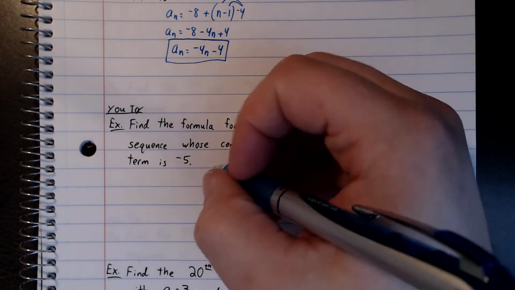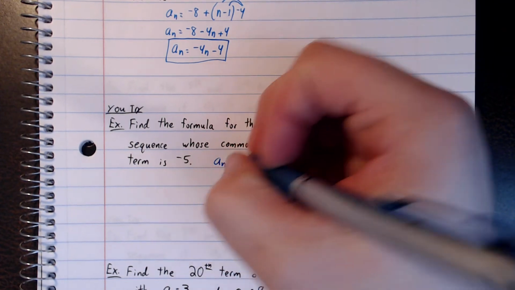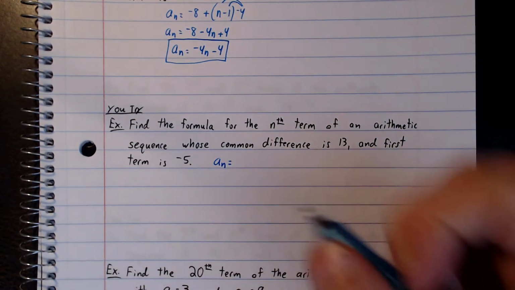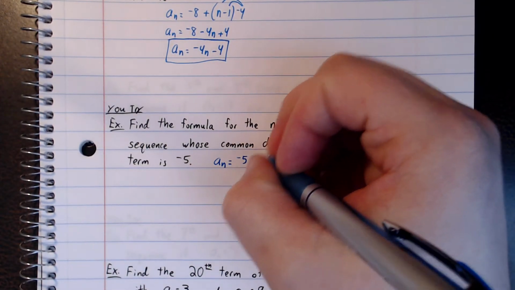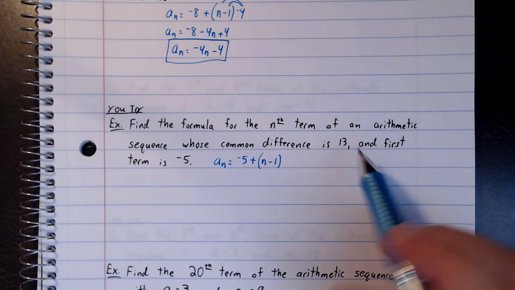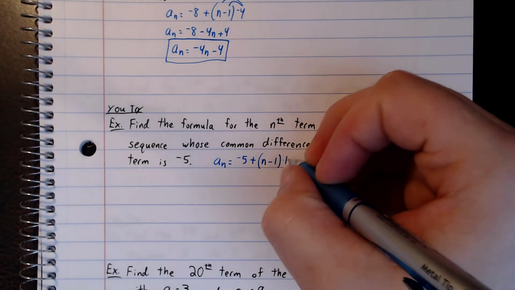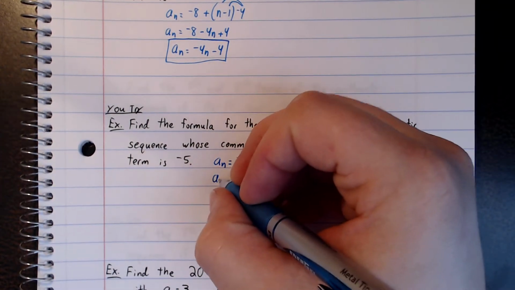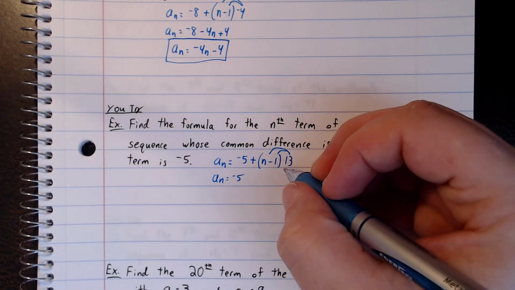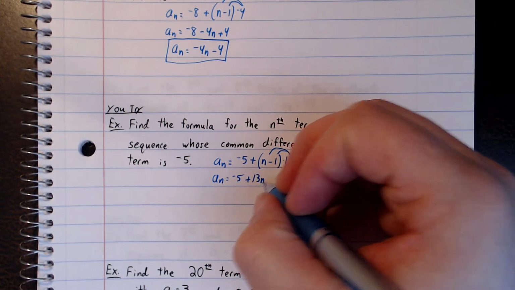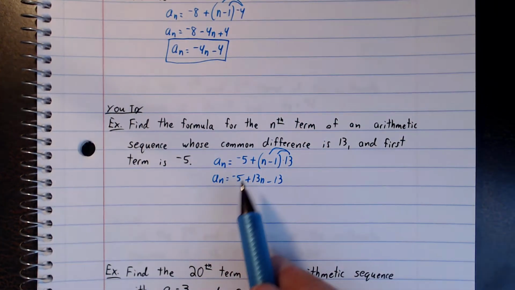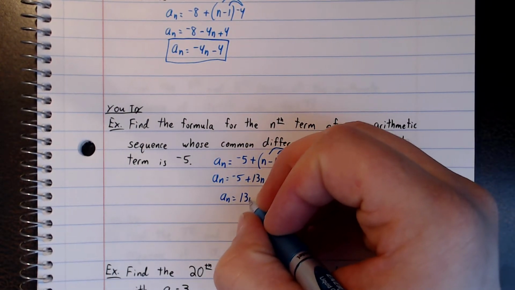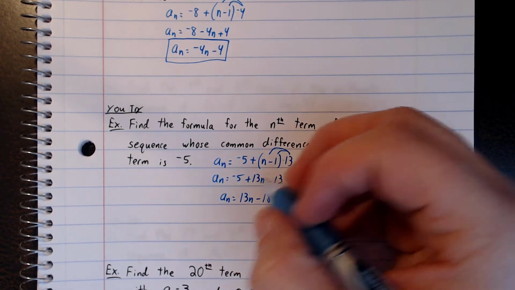Alright, let's see. We want to be doing a sub 1 first, so the first term, which is -5, times our common difference, which is 13. We have to distribute into both. So that'd be plus 13n minus 13. If I combine like terms, we get 13n minus 18.